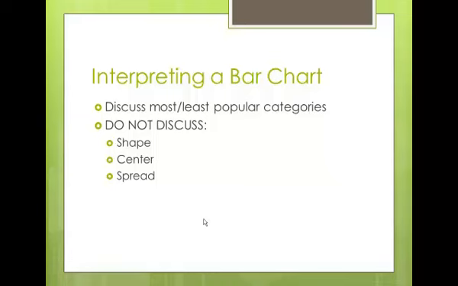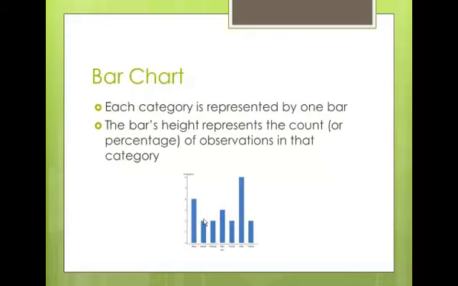Now we haven't formally defined shape, center, and spread. We're going to do that when we get to the quantitative variables. But I want to bring this up now because it's very tempting once shape, center, and spread come into play to try to use them to interpret a bar chart. And it's not correct to do that. The reason is that when we talk about shape and center and spread, it relies on the fact that we have an ordering.